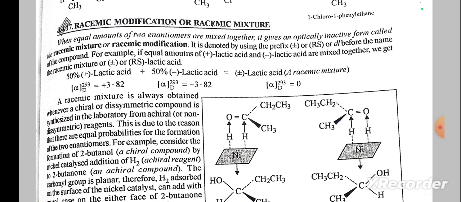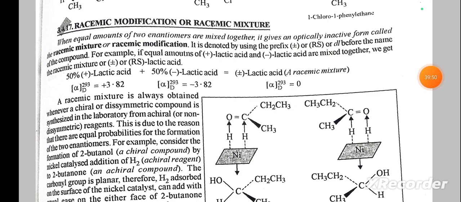Racemic modification or racemic mixture. When equal amounts of enantiomers are mixed together, it gives an optically inactive form called the racemic mixture or racemic modification. It is denoted by using the prefix (+/-), or RS or DL before the name of the compound. For example, when equal amounts of (+) lactic acid and (-) lactic acid are mixed together, we get the racemic mixture of (+/-) lactic acid.